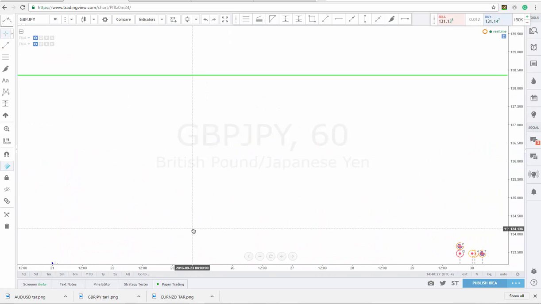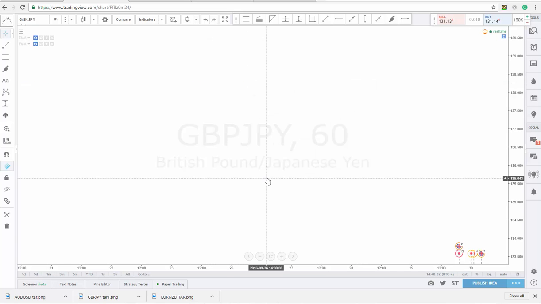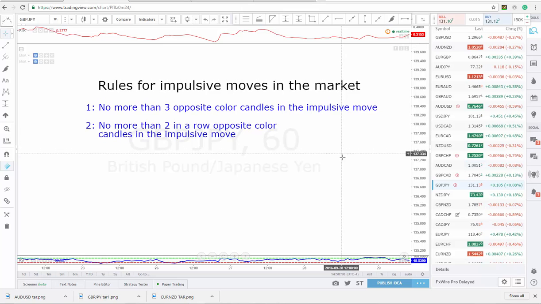So let's go ahead and write those rules down. The rules you can use for impulsive moves in the market. So your rules for impulsive moves in the market could be no more than 3 opposite color candles in the entire impulsive move down.